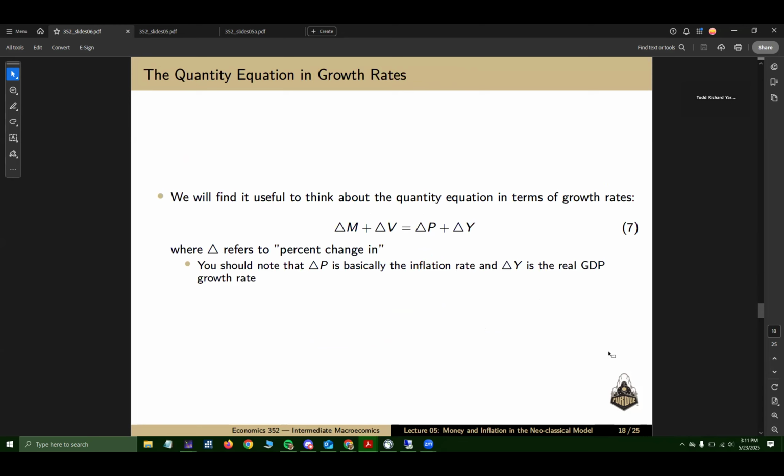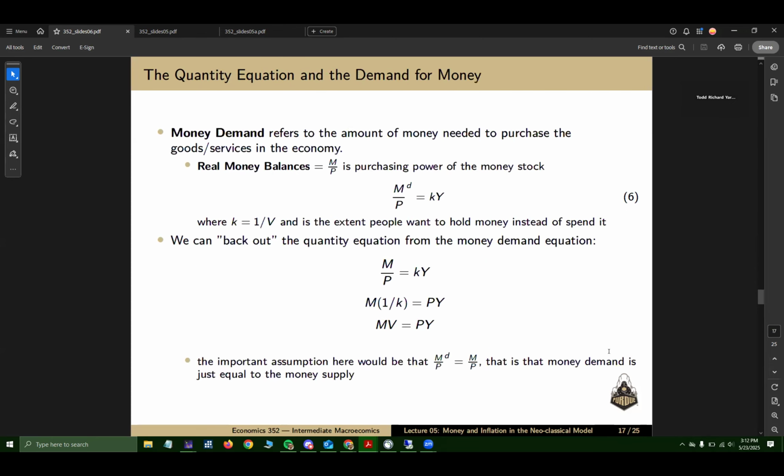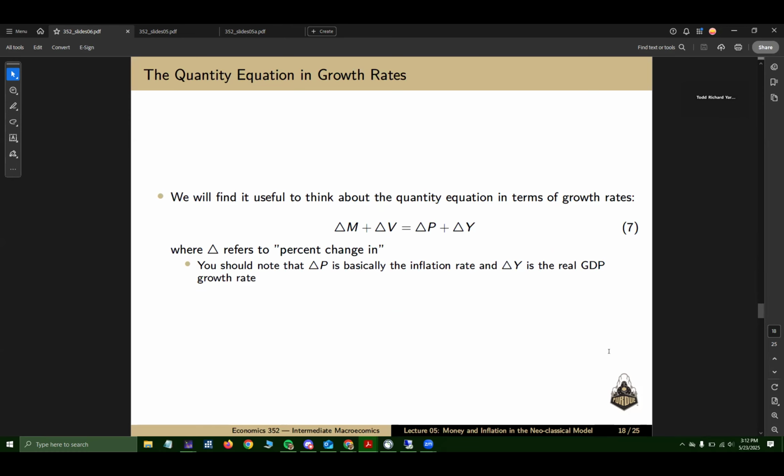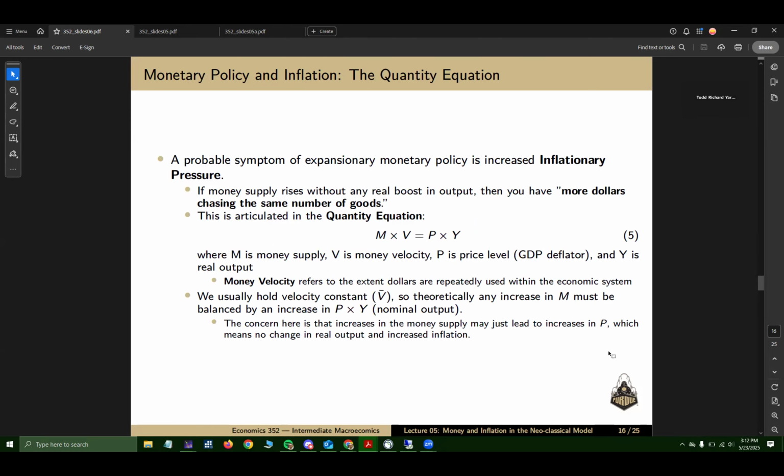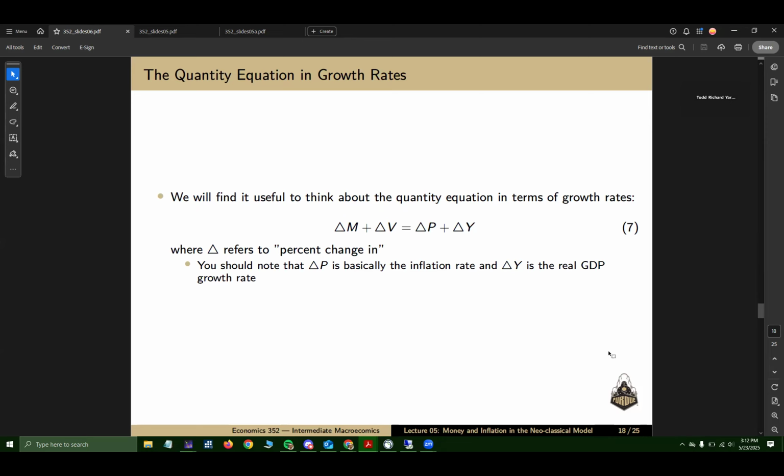So change in the money supply plus change in the velocity, change in P and change in Y, right? So this is the quantity equation, and then this is the quantity equation in terms of growth rates, right? M times V equals P times Y. In terms of growth rates, change in M plus change in V equals change in P plus change in Y. And then we will typically make the change in V here equal to 0 because V is constant. So this just goes away.